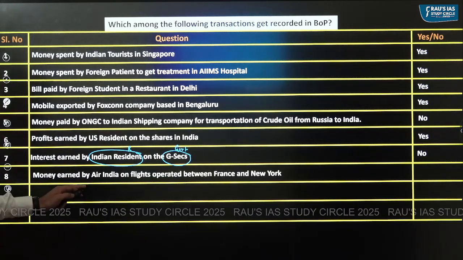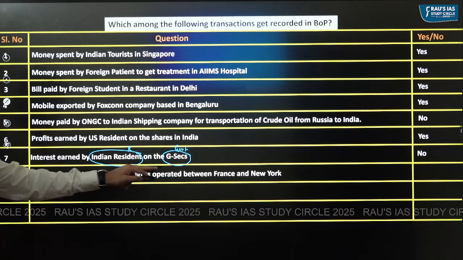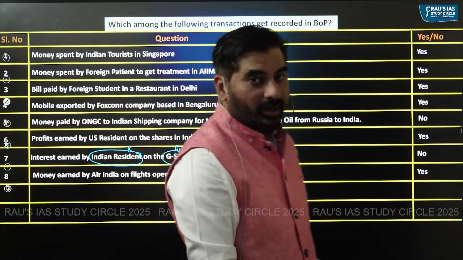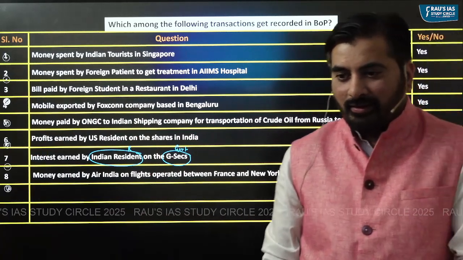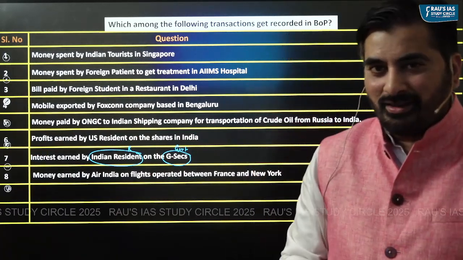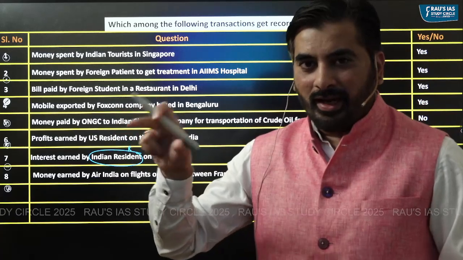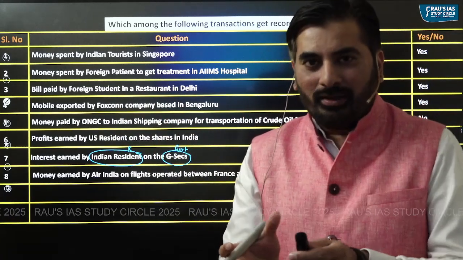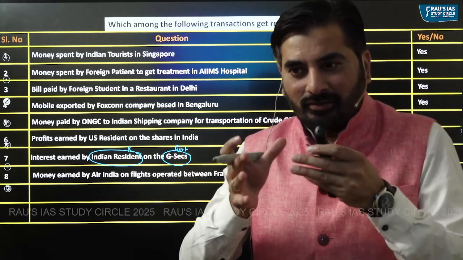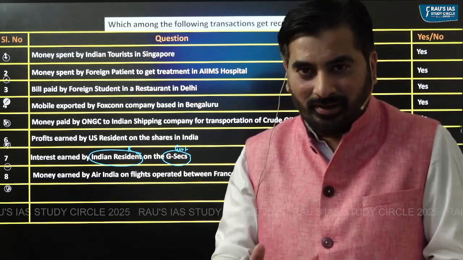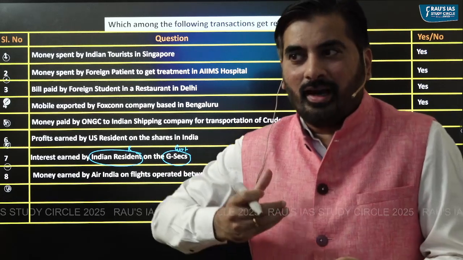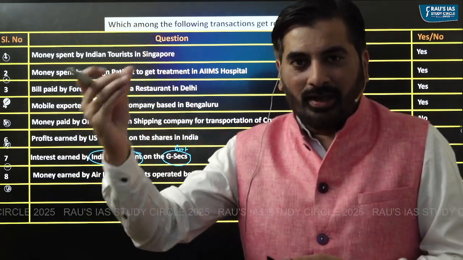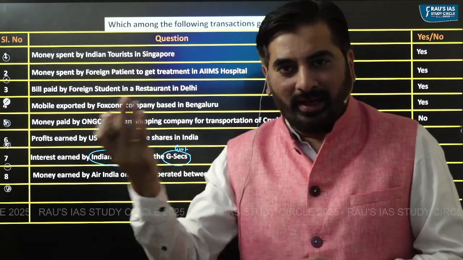Money earned by Air India on flights operated between France and New York. It should be included. Some of you might think, what if one of the passengers traveling on this flight is an Indian resident? Here I am assuming that all the passengers on this flight are non-residents, and these non-residents are paying for airfare to Air India, which is a resident company. So that is why it will be accounted.